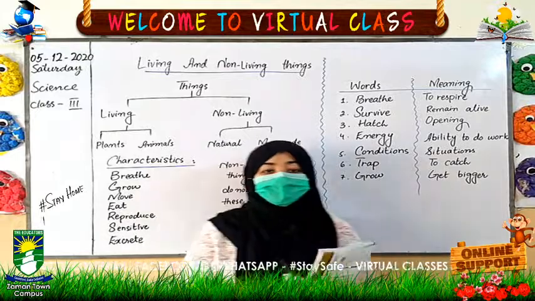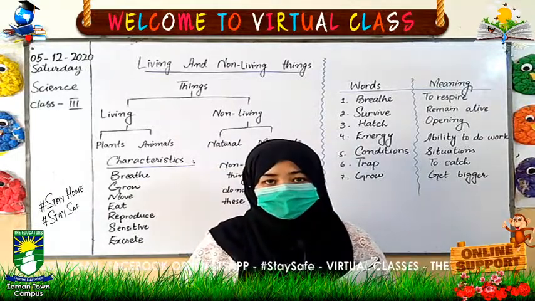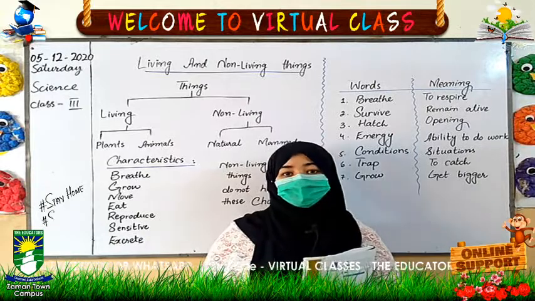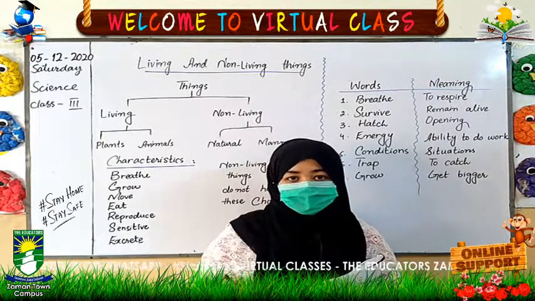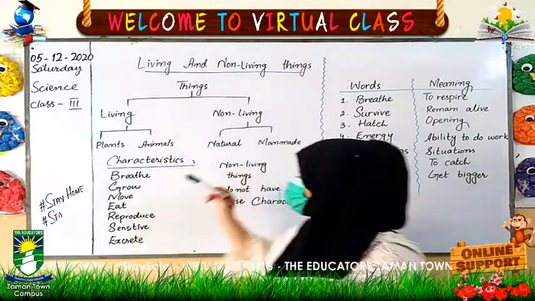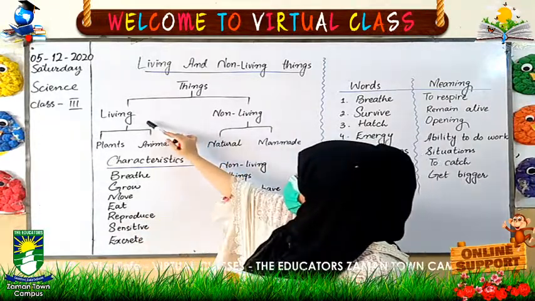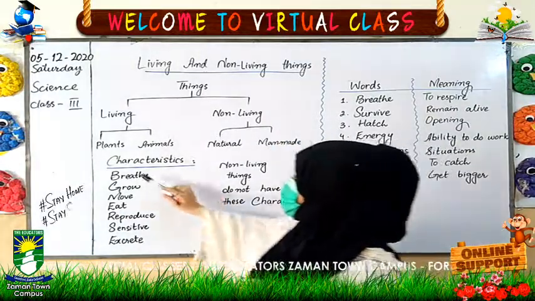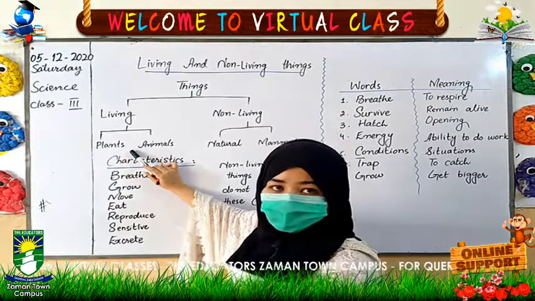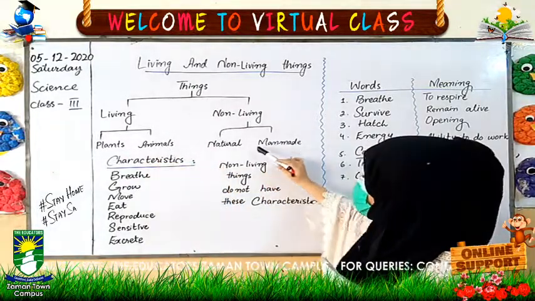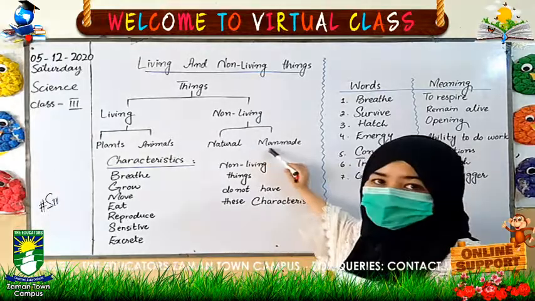So we can find many things all around us, and the earth in which we live is made up of several things. These things can be categorized into two types, living and non-living things. In living things we have two types, plants and animals. Non-living things can be categorized into two types, natural and man-made.